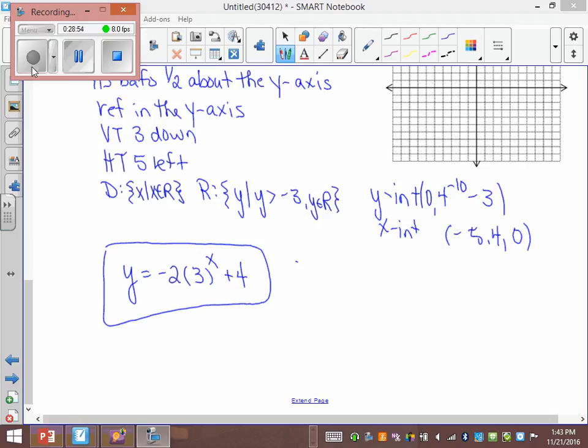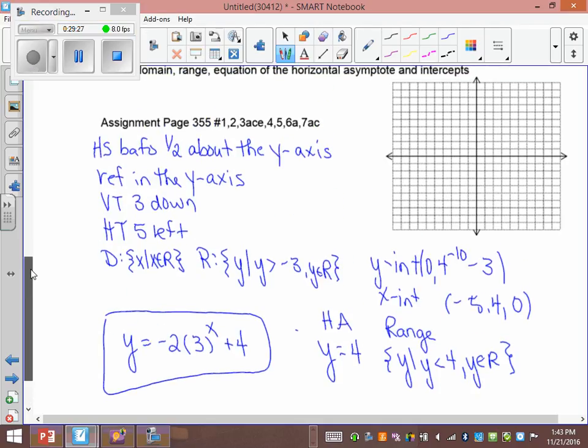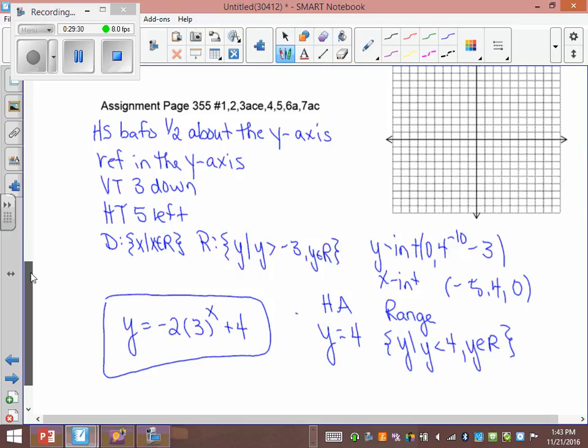Where's the asymptote still at? Still at 4. But what happened to your range? Instead of it being greater, it's less than because you have a reflection in the x-axis. Okay? That's your homework. You have your exam on Wednesday.